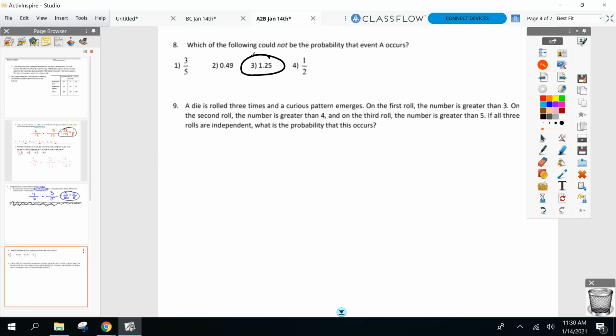I don't know if some of you thought it was going to be choice 2 because that was a decimal. Remember, you can have probability as a fraction, a decimal, but they can't be bigger than 1. And you can also have it as a percent, but that can't be bigger than 100%. All right, so probabilities can't be bigger than 1 as a fraction or decimal, and it can't be bigger than 100% as a percent. All right, good job, Caroline. All right, 9.